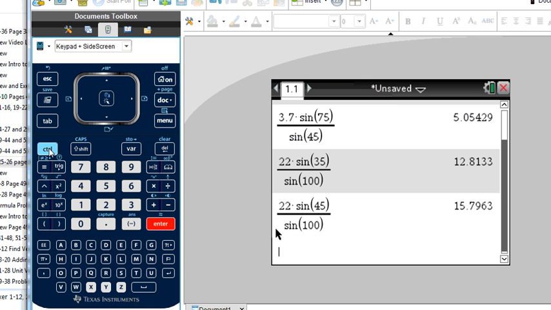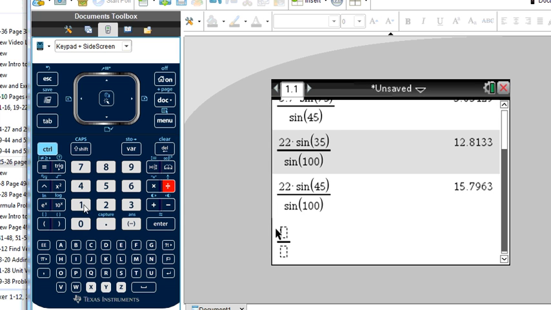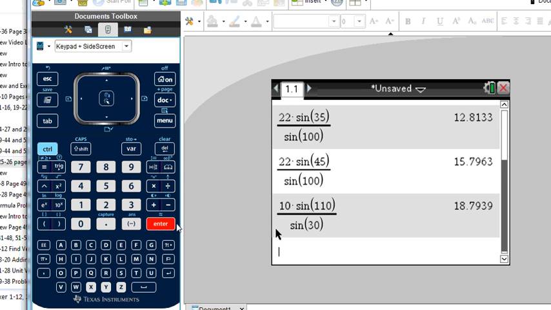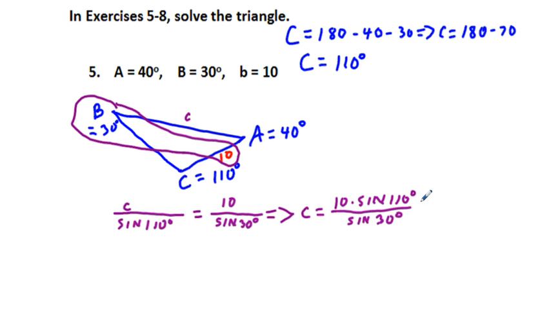Okay, we have 10 times sine of 110 degrees over the sine of 30 degrees. And again, I have to remember the sine of 30 degrees is 1/2. So we get 18.794. So C is approximately equal to 18.794.